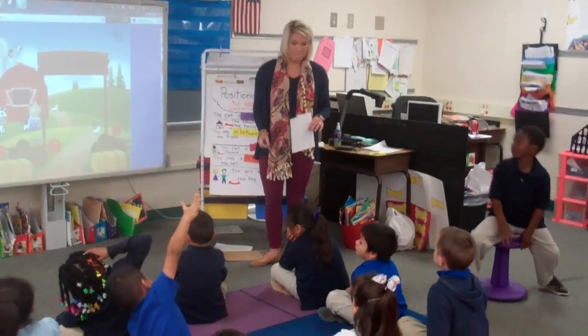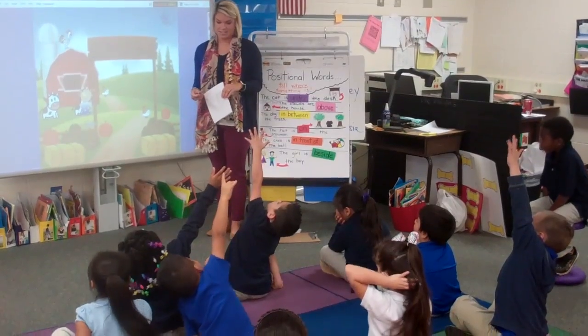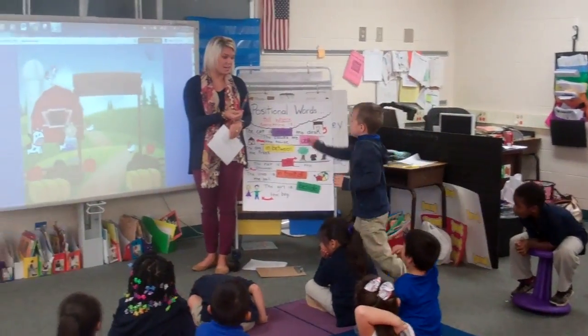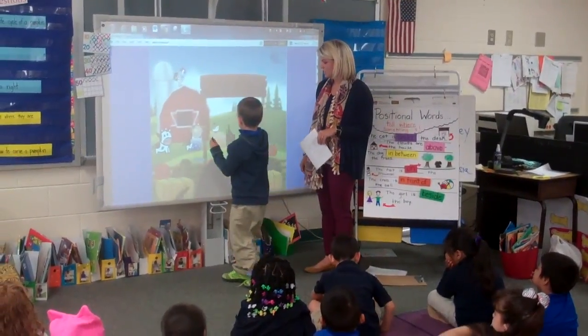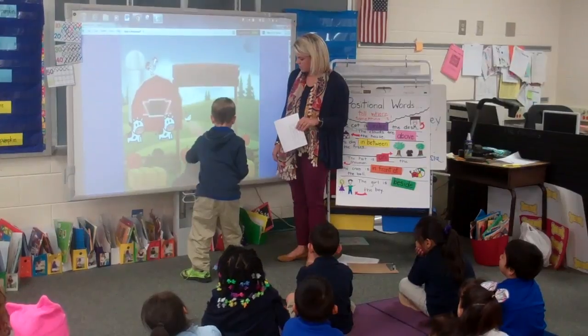Move the girl below the farm sign. Justin, can you move the girl below the sign? Do you know where the sign is? All right, can you move the girl below the sign? Awesome job, Justin.